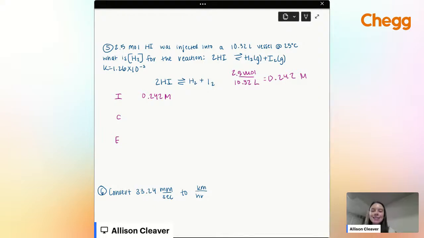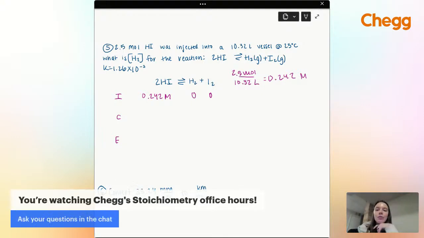And then since the problem doesn't say what we start with regarding products, we assume that's 0 because we don't start with products. Most of the time when we're doing a chemical reaction, we don't start with any products. Then we're going to do change. Based on that coefficient, change is going to be 2x, 1x. Reactants we subtract because the reactants are going away to create products. So we do a minus sign, and we do minus 2x because of that 2 coefficient.